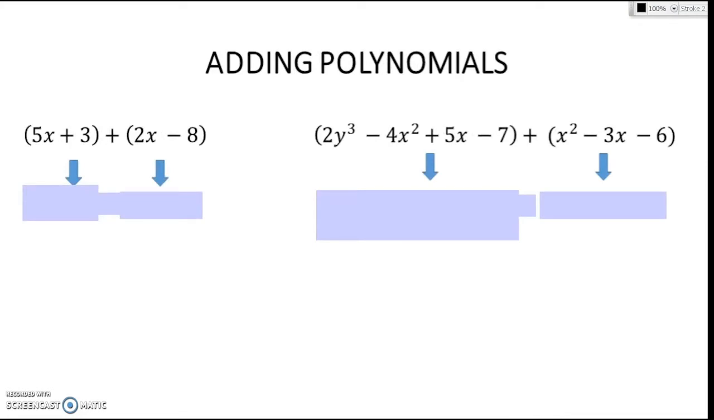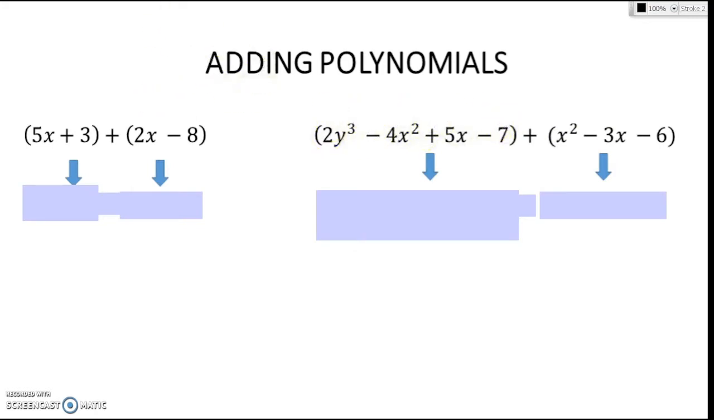The next thing I want to talk about is adding polynomials. Remember, polynomials just means an expression with more than one term. So this is a polynomial. We actually would call it a binomial because it has two terms. Over here, this would be a trinomial because it has 3 terms. And anything over 3, we just call it a polynomial. Poly meaning more than one, right? And this would be a polynomial.